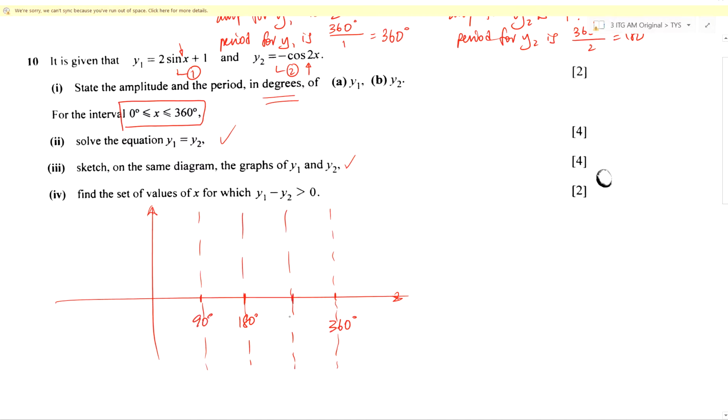Okay, and that is the case for our graph of y1. So let us start with y1 first. To sketch y equals 2 sine x plus 1, we should start by sketching the graph of y equals sine x. Then we change the amplitude to 2, and we shift the graph up by 1 unit. So the graph of sine x looks like this. This is our value of 1. Over here, this will be our value of negative 1. These dotted lines help in our sketch.